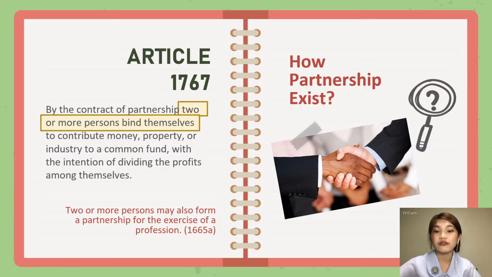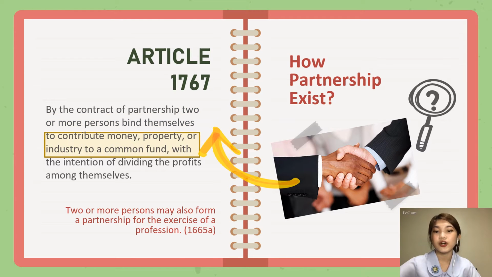The first keywords we have are person and bind. When we say person, it could either be a natural person, which is the person itself, and a juridical entity, which is created by the operation of law. Next, we have the word bind. When we say bind, there is an agreement or a contract that took place among the parties. There are two forms of contract. It could be done orally or in written form. When it is in written form, it falls under the articles of co-partnership, which will be discussed later on the following slides.